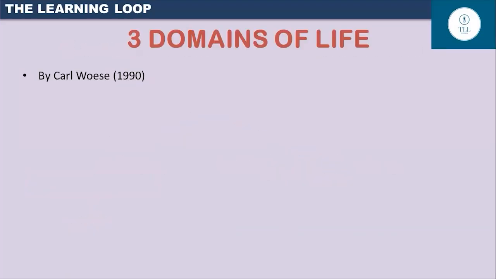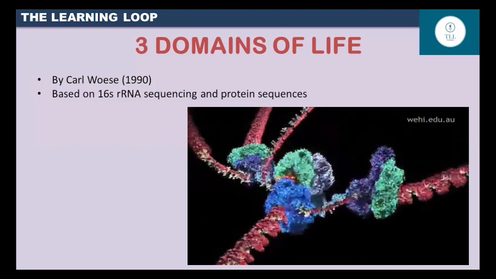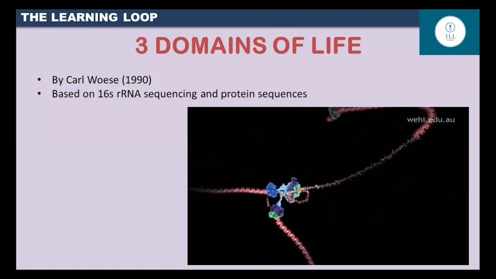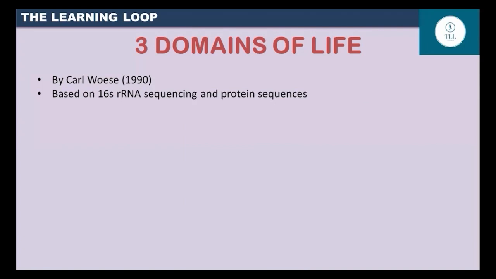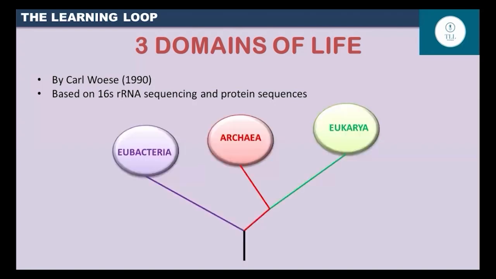Therefore, later on in 1990, Carl Woese made some corrections in his previous system and gave the three domain classification. It is also called the three domains of life. It is based on 16S rRNA sequencing and protein sequences and is the most accepted classification system till date. So, the three domains according to this system are Eubacteria, Archaea, and Eukarya.